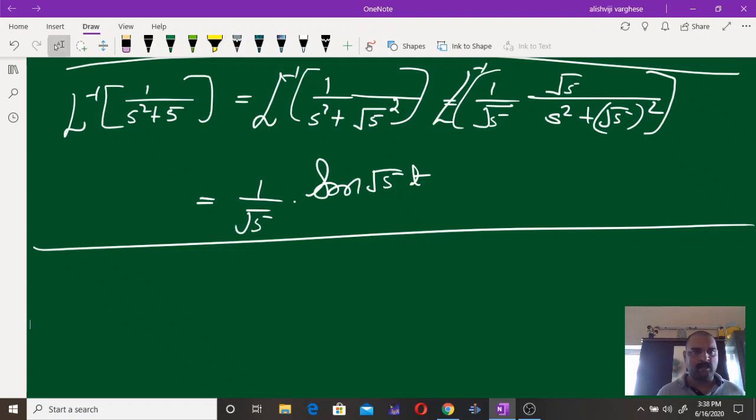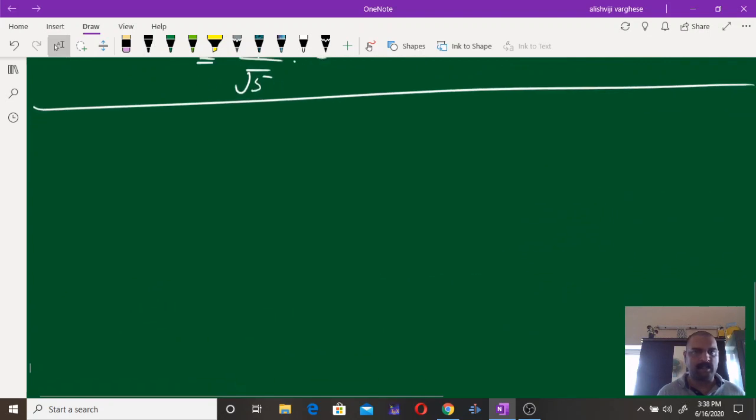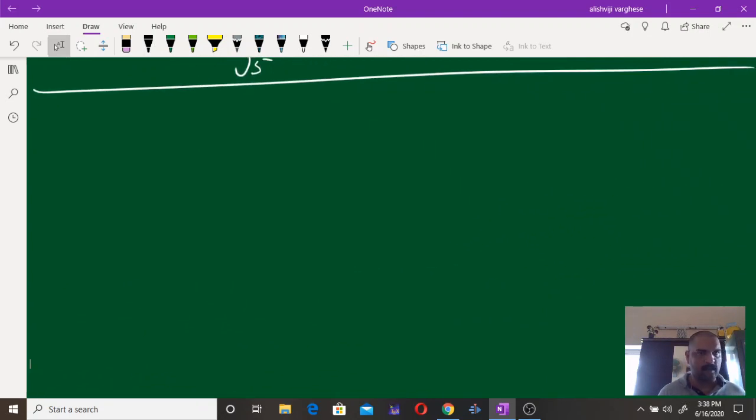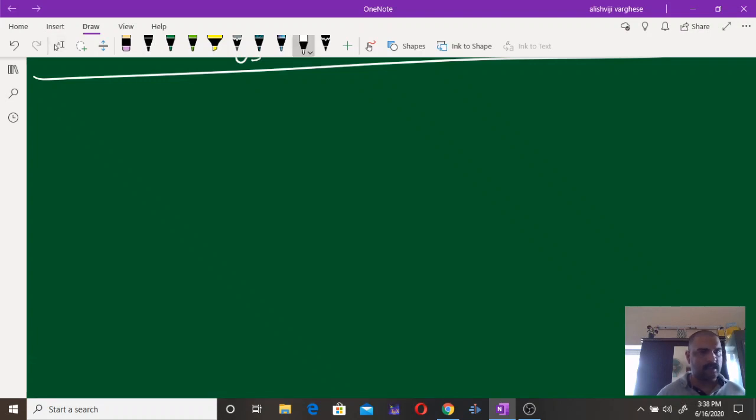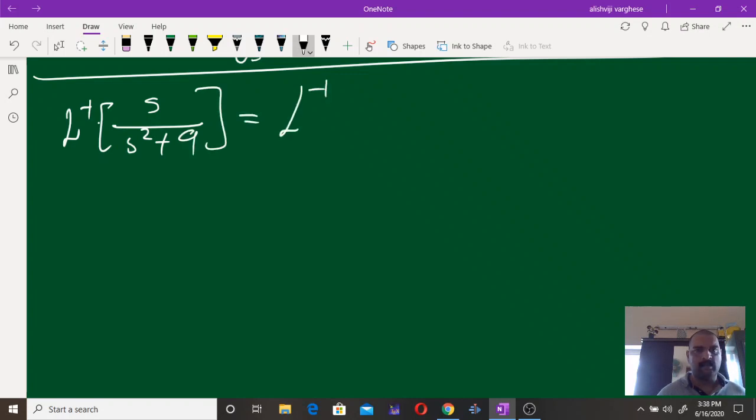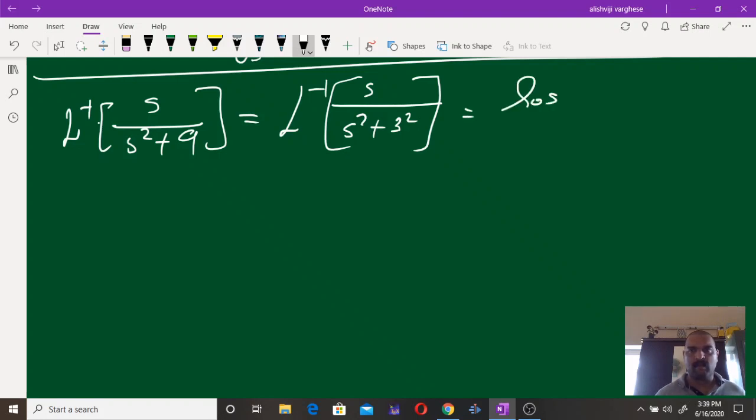So this method can be used to find the Laplace transform of rational expressions like 1 by s square plus a square. And if you have something like L inverse of s by s square plus 9, this is L inverse of s by s square plus 3 square. S by s square plus a square is the Laplace transform of cos at. So here a is equal to 3 and therefore here we have cos 3t.